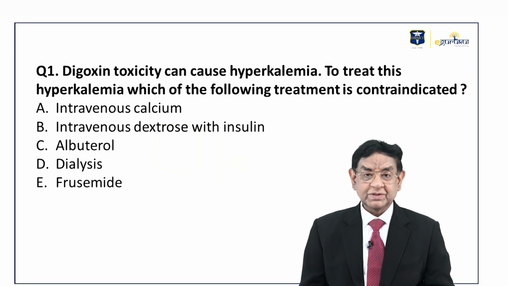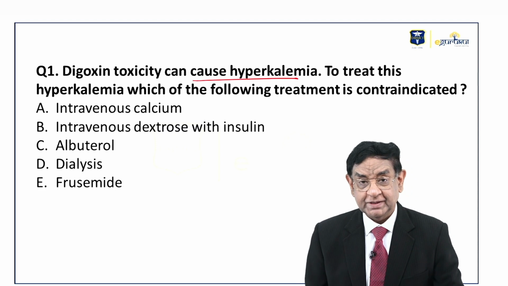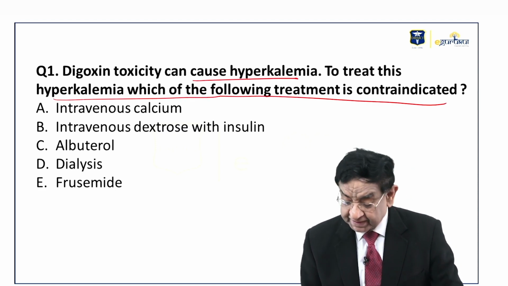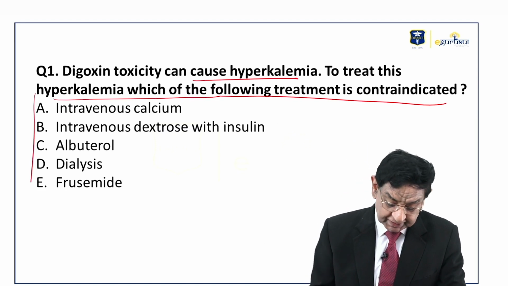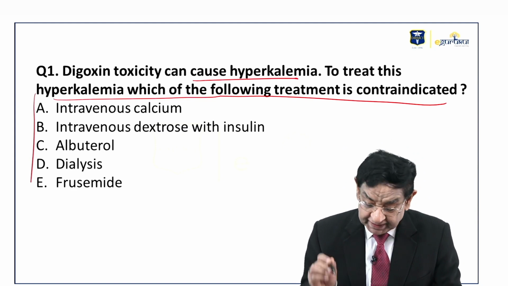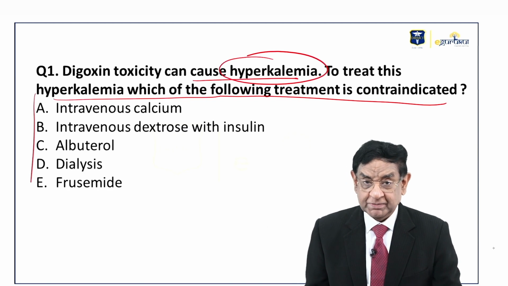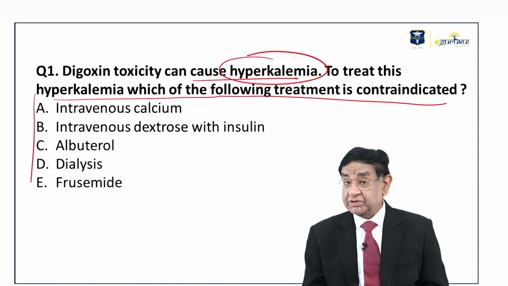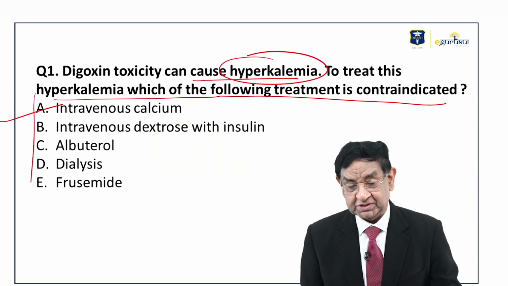Well, the question is: digoxin toxicity can cause hyperkalemia. To treat this hyperkalemia, which of the following treatments is contraindicated? If you look into all the options, in fact, all these five are standard treatments for any cause of hyperkalemia. But here the question is, hyperkalemia is there, but which treatment will you not do? The answer is intravenous calcium.